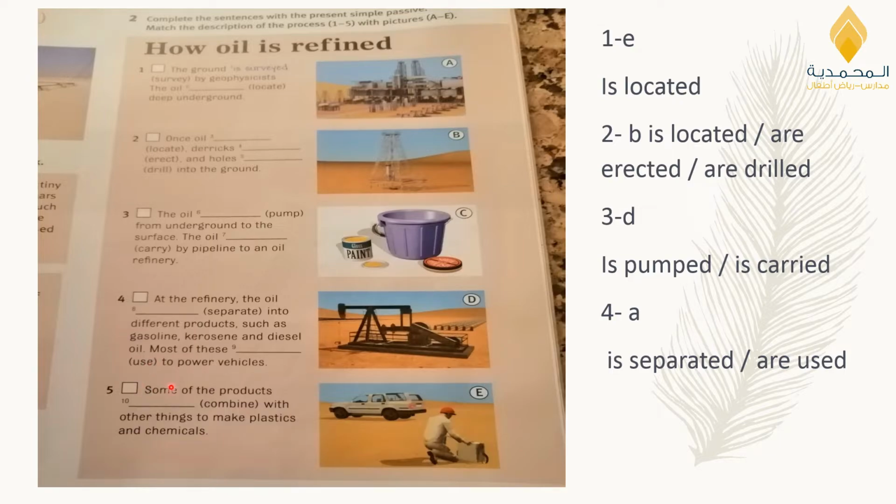5. Some of the products, we have products, so that means is or are. Yes, we're going to use are, and the verb 3 of combine is combined with other things to make plastics and chemicals. So the correct picture would be C, and this is the correct answer.